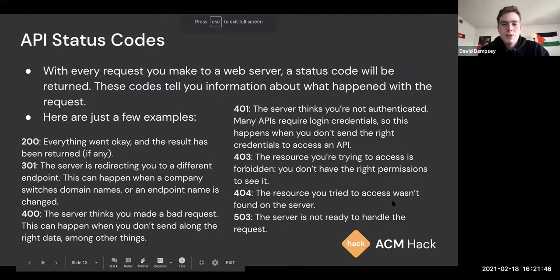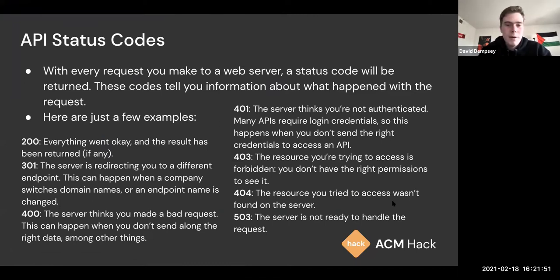Right, so with every request you make to a web server, you'll have a status code returned. These codes will tell you exactly what happened with the request you sent. I list a few of the most common ones you'll get. The first one is a 200 status code. This is not an error. If you get a 200 code, that means everything went fine. Your result has been returned and the server processed your request successfully. I don't really have to go through all of these, but I'll quickly skim through.